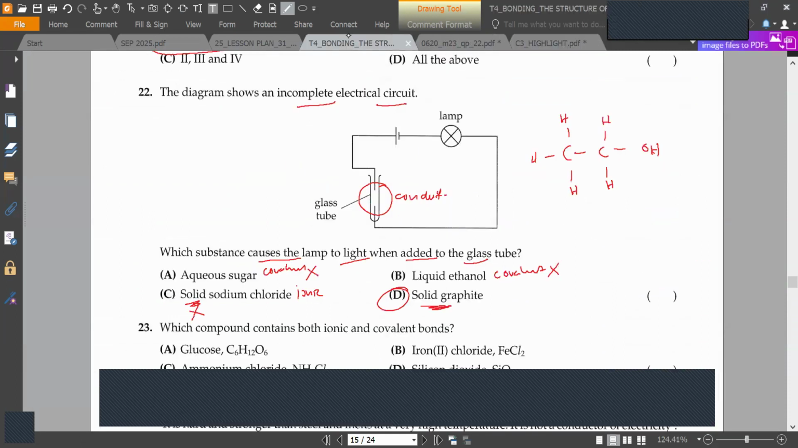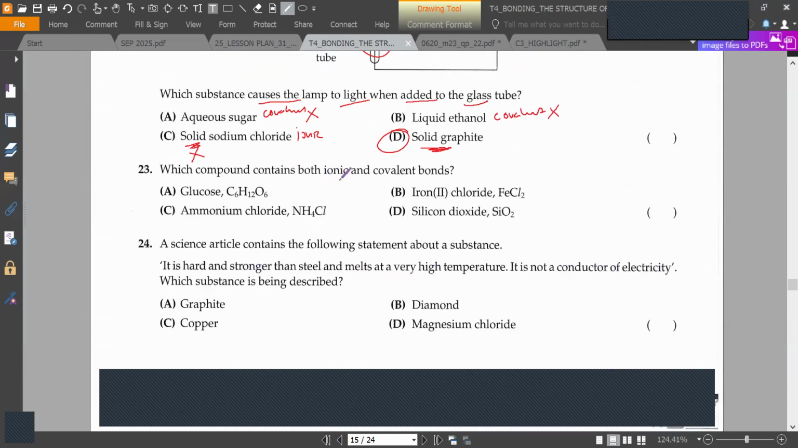Next. Which compound contains both ionic and covalent bonds? Iron chloride is ionic only. Silicon dioxide is giant covalent, so covalent bond only. Glucose: we can see non-metal, non-metal, so they are all non-metal. This is covalent only.